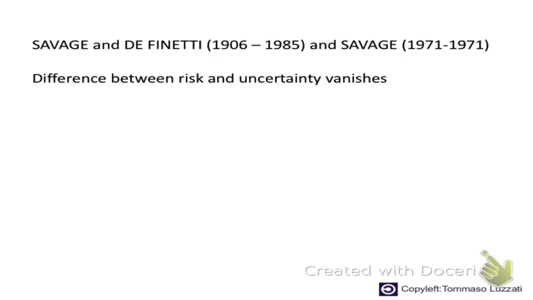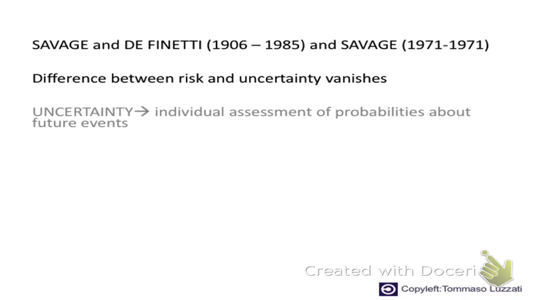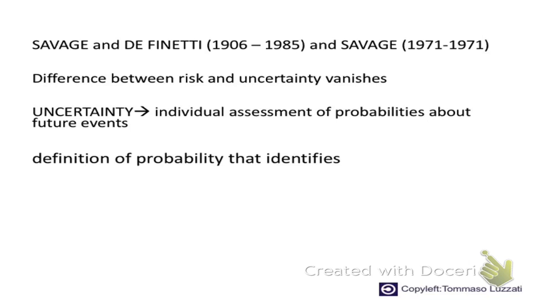Okay, we have to say that in economics, but in general in decision theory, we have these two guys, De Finetti and Savage, one Italian and another American, economists, mathematicians, who said this difference is meaningless because in any case, what is important is the individual assessment of probability about future events. So we don't care about distinguishing between risk and uncertainty, because even in uncertain situations, individuals can do some assessment. So from a decision theory view, this distinction is not important.